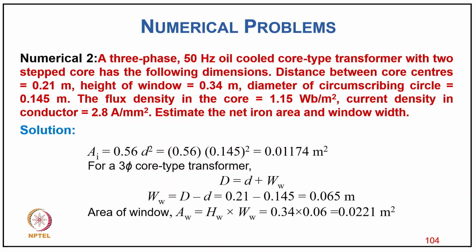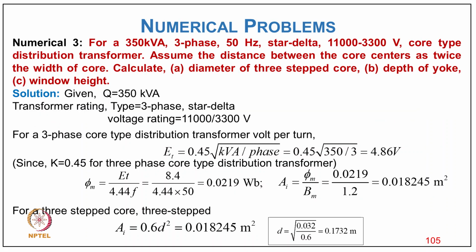So Ai equal to 0.56 d square. So putting the value of d here, it comes 0.01174 meter square. So for 3-phase core type of transformer, D equal to small d plus Ww. So Ww will be D minus small d. So it comes 0.065 meter. And area of the window Aw equal to Hw into Ww. Putting value, it comes 0.0221 meter square.